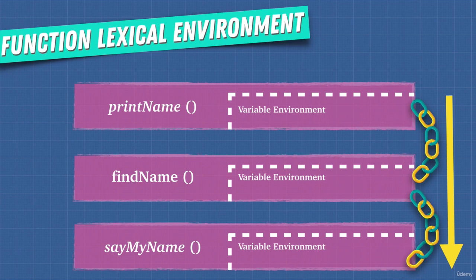What we call a function lexical environment. That is, find name is written inside of say my name function. So find name's function lexical environment is say my name. And print name's function lexical environment is find name. So the scope chain goes down like this. So that hypothetically, print name has access to B and A. Find name has access to B and A.